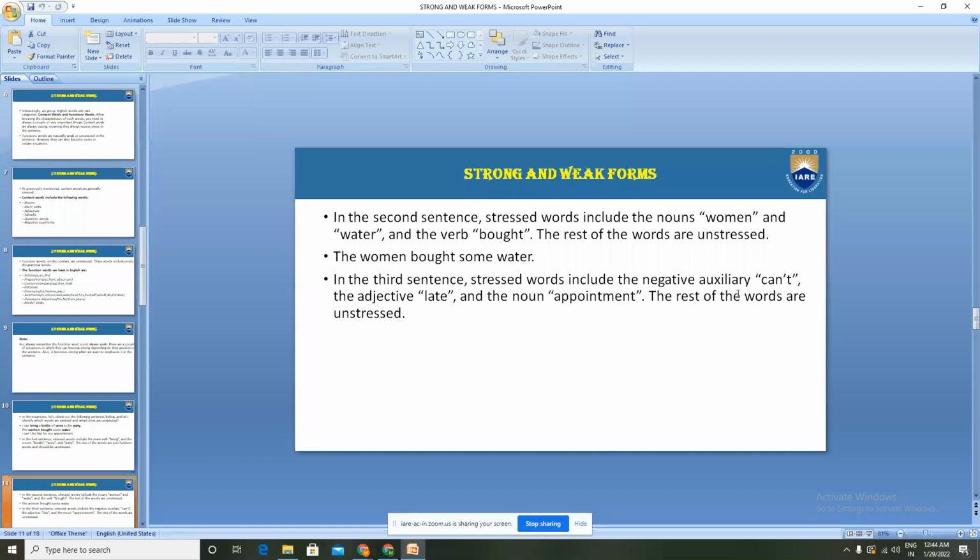Can't is a negative auxiliary, a content word, and late is an adverb. How did he come? He came late. Late describes the action of coming. Appointment is a noun. So in the third sentence you have to stress just can't, late, and appointment. Understood? This is how we have to stress.